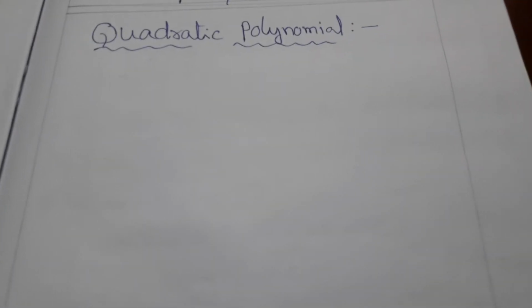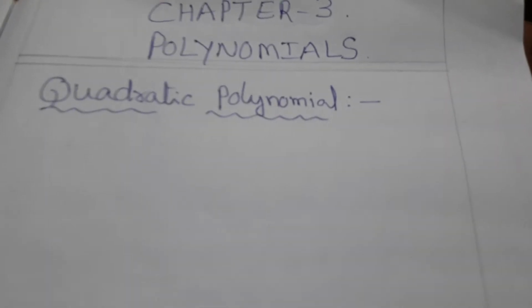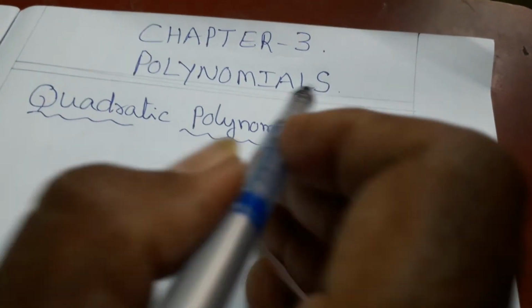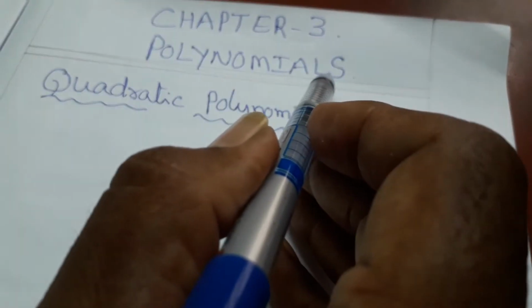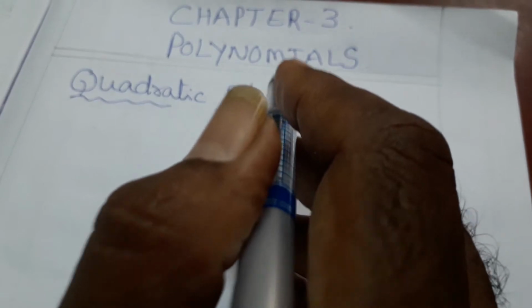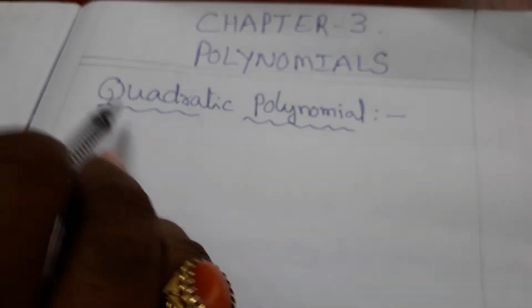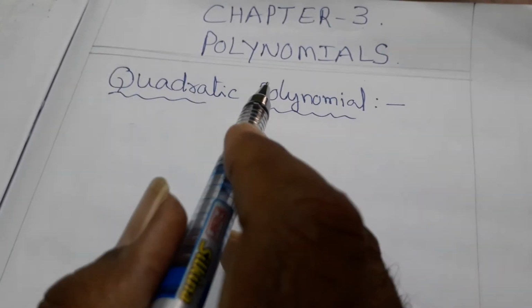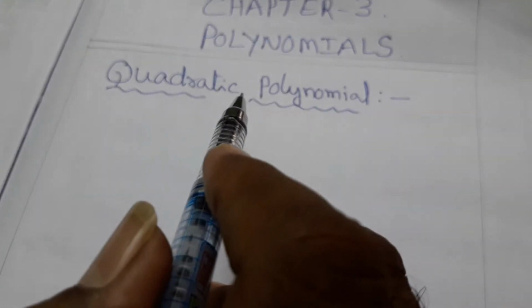Students, today we are going to learn how to find quadratic polynomials whose zeros are given, in Chapter 3, Polynomials. Before going to solve the problems, we have to recall what is a quadratic polynomial. What is a quadratic polynomial? Can any one of you say?